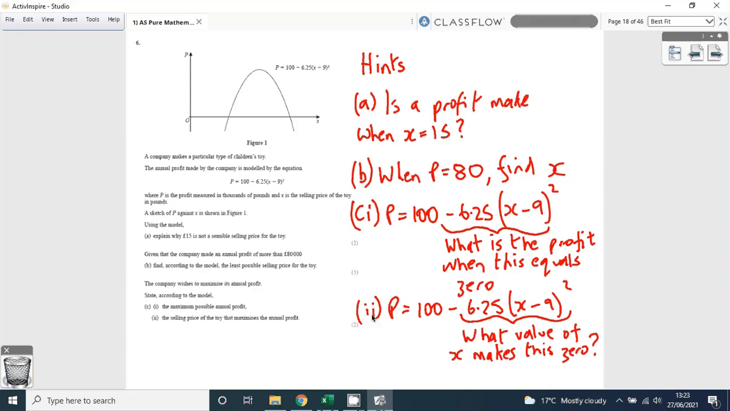And then for part C part 2, we now need to look into making this part 0. So you need to go and solve this part here being 0. What value of X makes this 0?